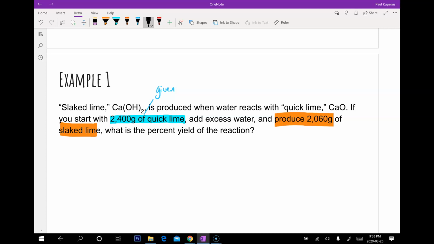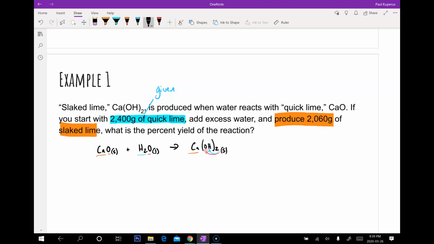First, the balanced chemical equation. Calcium oxide, CaO, solid, plus water, liquid, is going to produce calcium hydroxide, which is also a solid. Now, it's already balanced. We have one calcium, two oxygens on each side, and two hydrogens on each side. So we have a balanced chemical equation. The mole ratio is 1 to 1 to 1, which makes life a little bit easier.